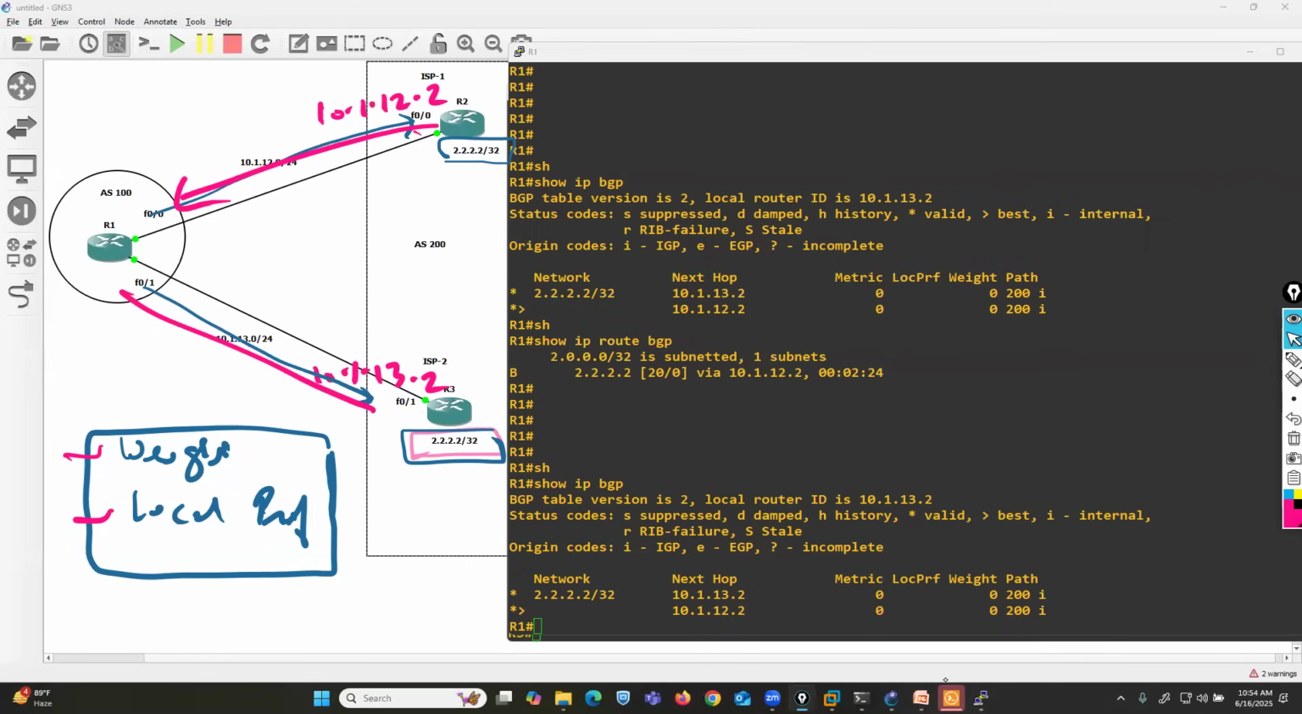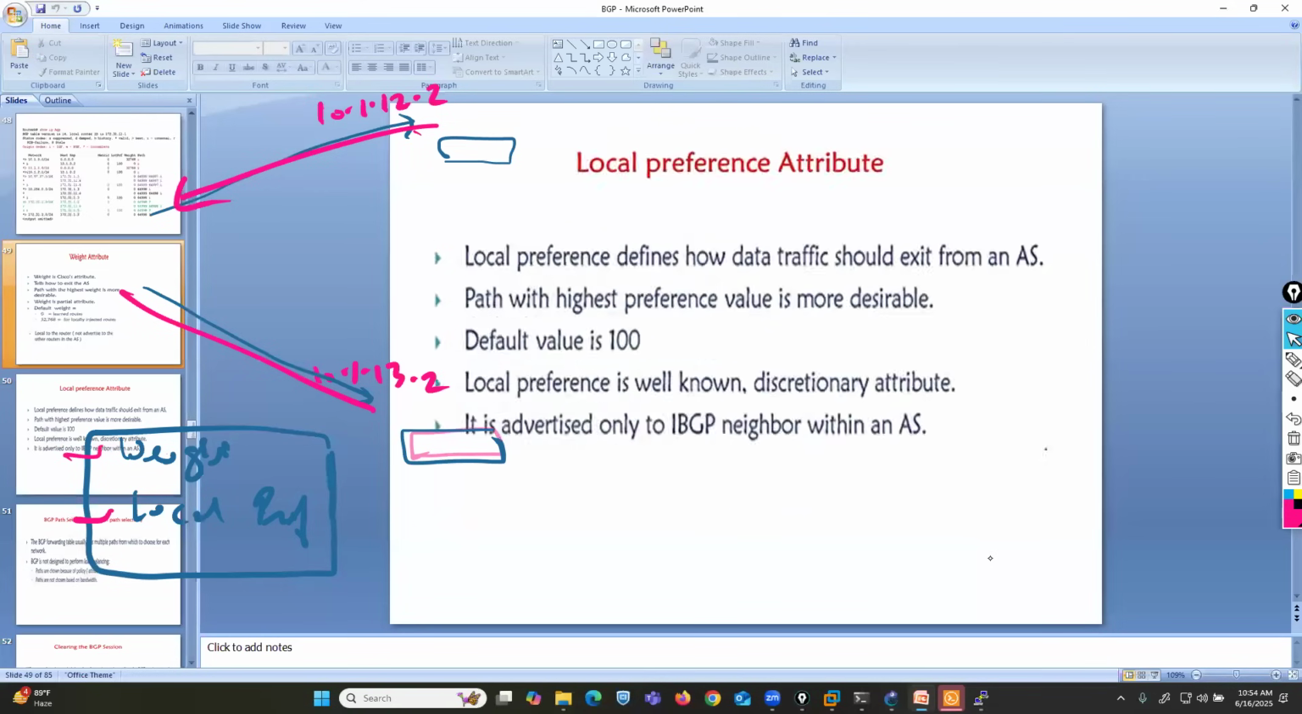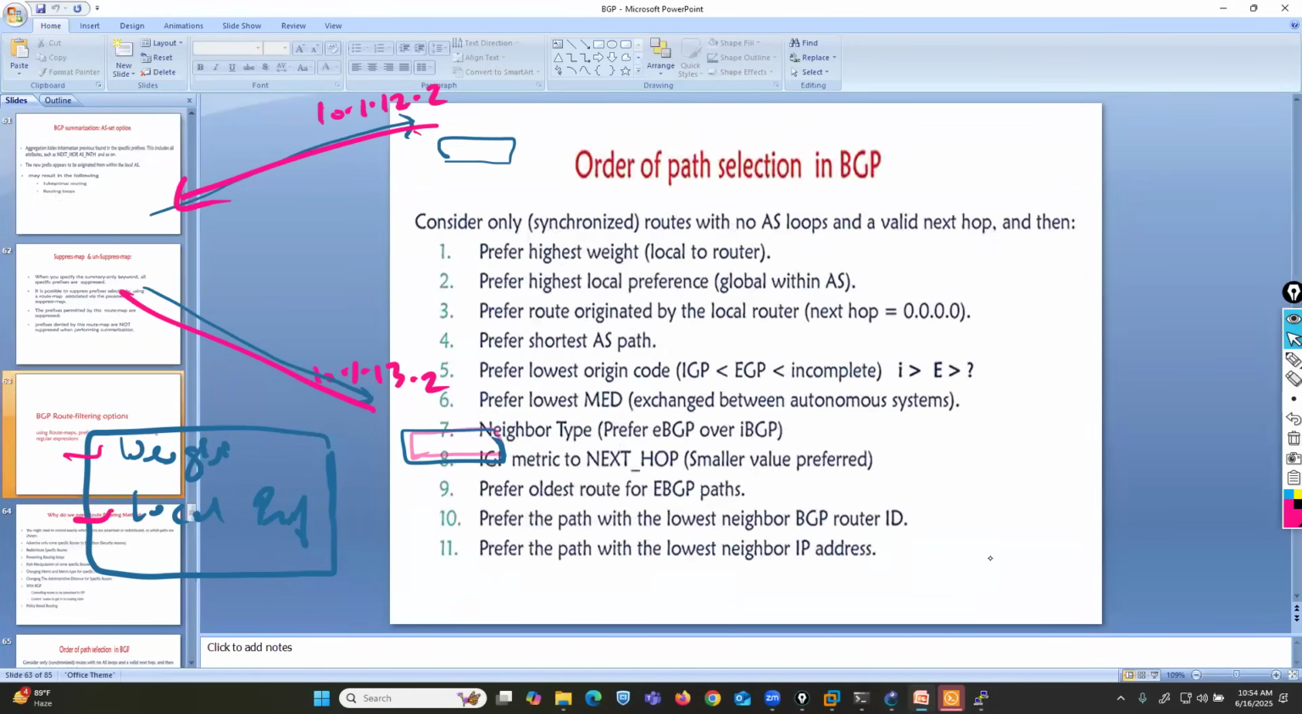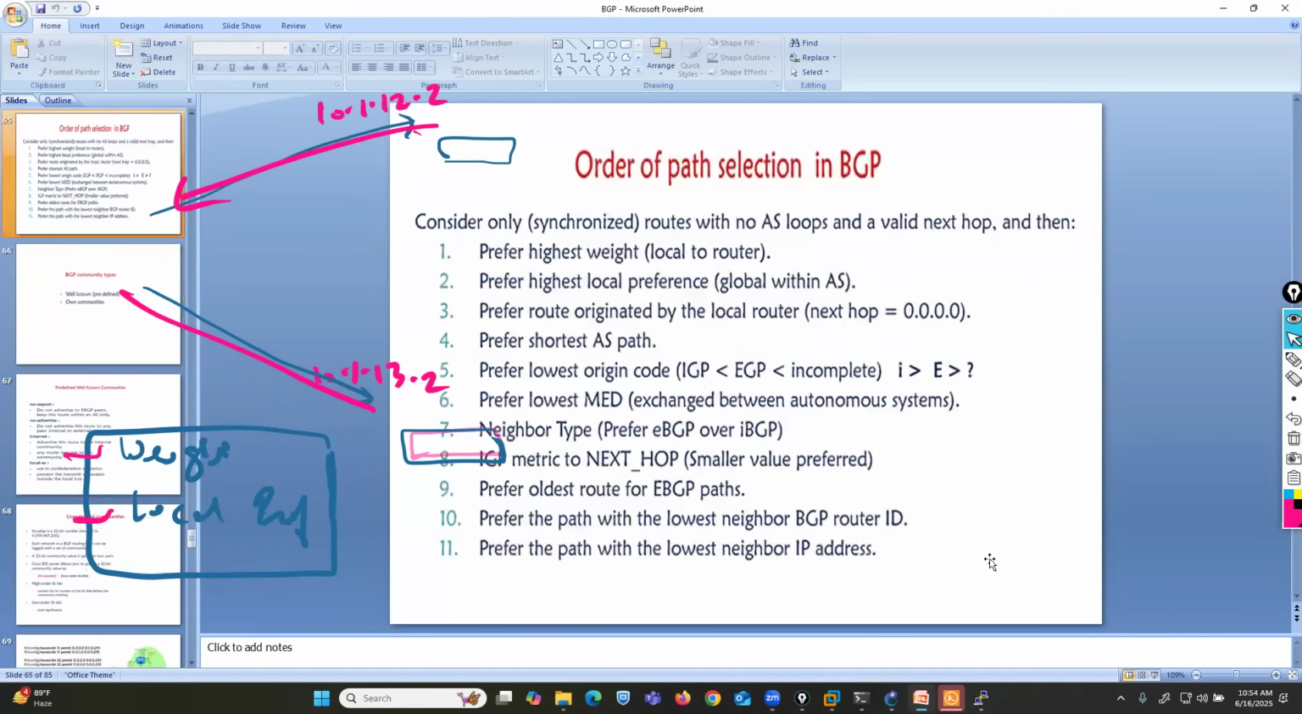Let's go to the BGP slide. Let's talk about the sequence. This is the order of path selection in BGP. UNC, can you hear me? Yes. This is the order of path selection in the BGP protocol. Let's focus on this point. The router will first check for the highest weight.